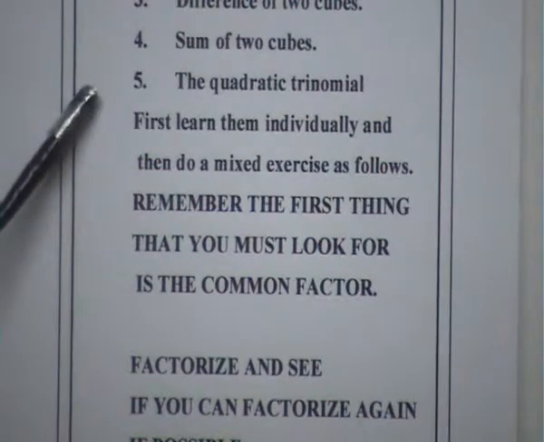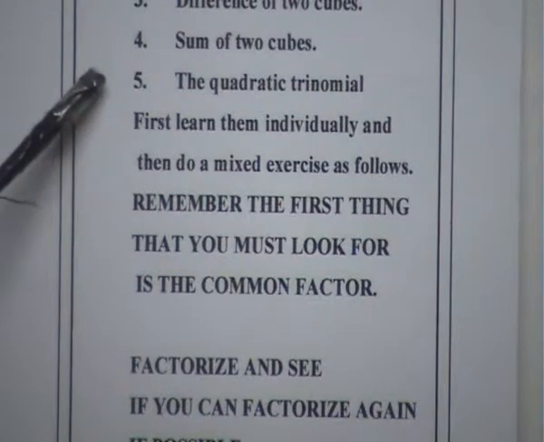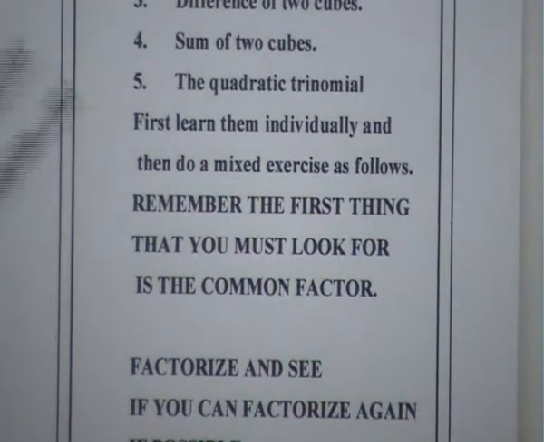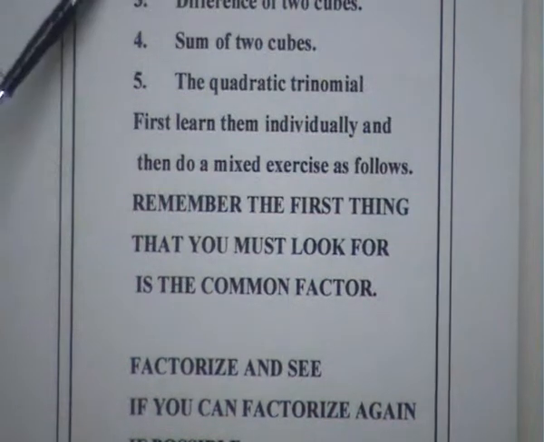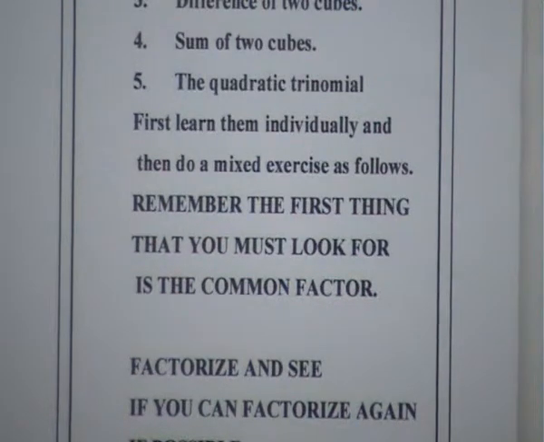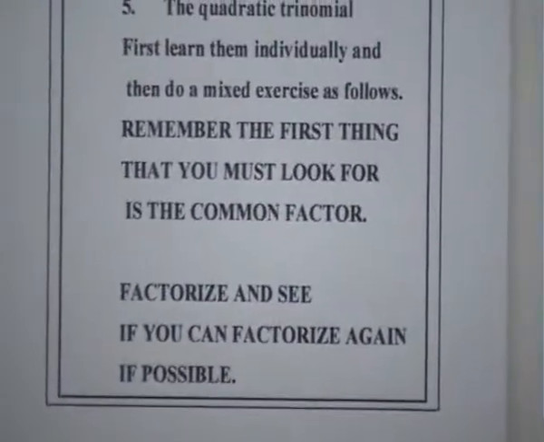Alright, and number 5 is the quadratic trinomial. So you've got 5 different types that will be mixed in one exercise. So that's the first thing. You've got to have a summary like this, and when you're doing the examples in a mixed exercise, you'll have to keep asking yourself, is it like number 1 or number 2 or number 3 or number 4 or number 5? In every example in a mixed exercise, first thing you must look for is a common factor. And then secondly, you must factorize and try to factorize again.